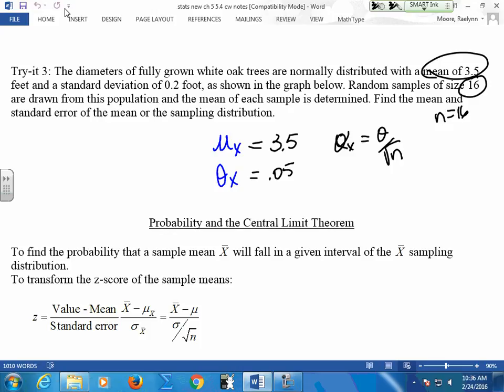It's less than 30. Well, if it's greater than or equal to 30, then we can assume that it is normally distributed. But this one is less than 30. So why were we able to use the central limit theorem here? Because it said our population was normally distributed. So if our population is normally distributed, any samples from that population will also be normally distributed. So you're going to take your population standard deviation and divide it by the square root of n.